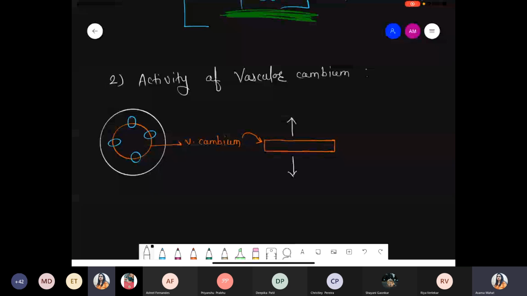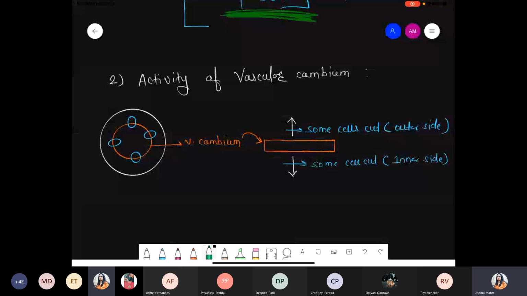So try to understand that vascular cambium, some cells cut toward the outer side and some cells will be cut toward the inner side. Not the entire thing is cut; cells on the side are cut. A few cells are differentiated, right? And now what happened?